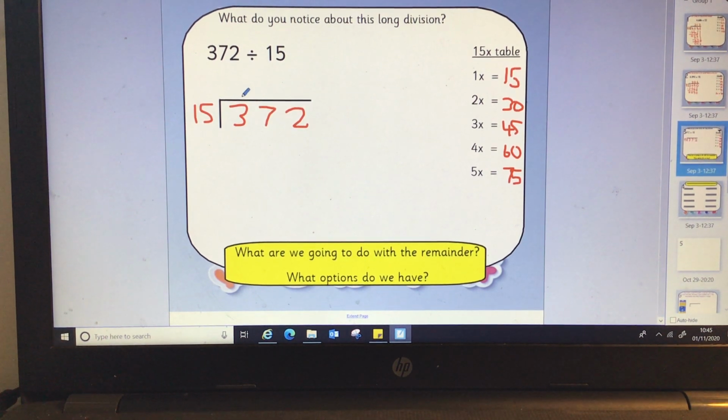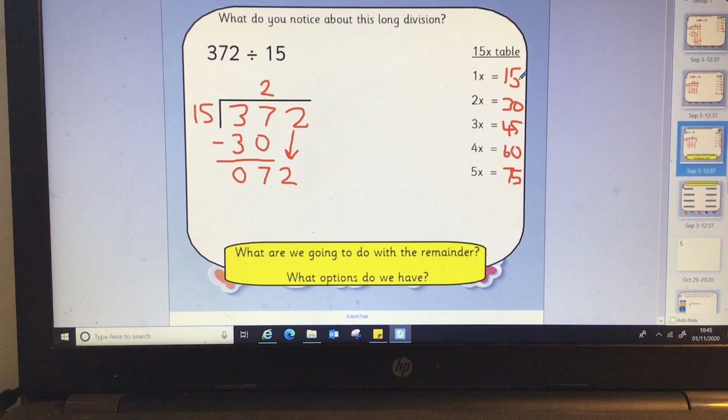Now 15's into 3, we can't do that, so let's move along and we'll look at 15's into 37. How close can we get to 37 without going past it? 2 lots, isn't it there? So let's put the 2 above and then let's take those 2 lots of 15 away from the numbers above it. 7 subtract nothing, leaves us with 7. 3 subtract 3 leaves us with nothing. Drop down your 2 and we're left with 15's into 72.